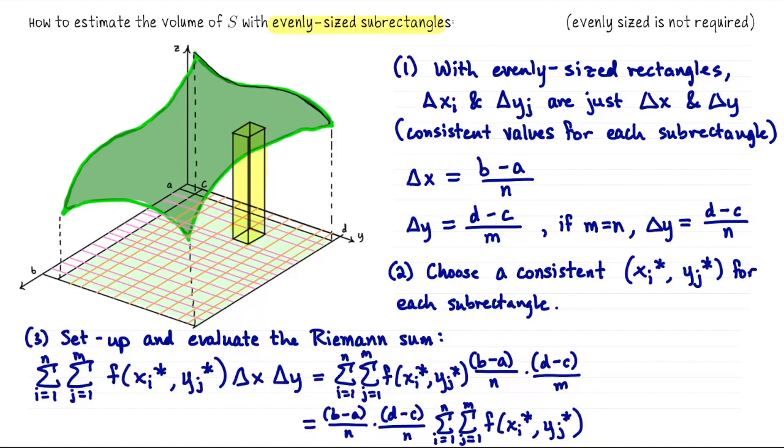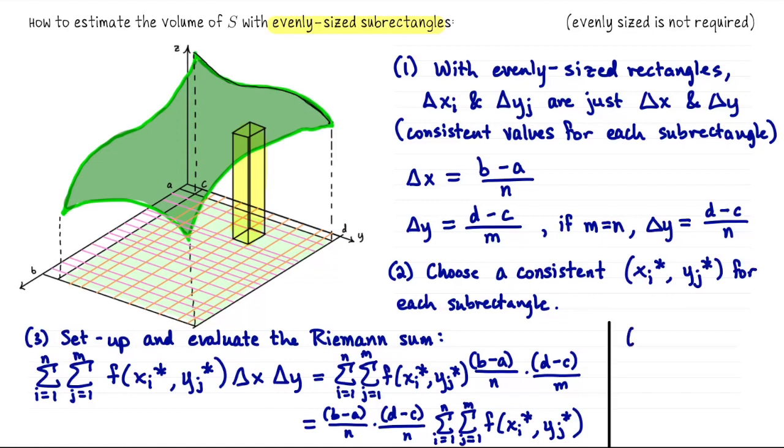That ability to pull delta x and delta y out in front of the double sum is only permissible because we have evenly sized subrectangles. So if delta x and delta y had depended on the index i and j, if we had delta x_i and delta y_j, then we wouldn't be able to do that. So this is one reason why we've chosen to simplify our lives this way.